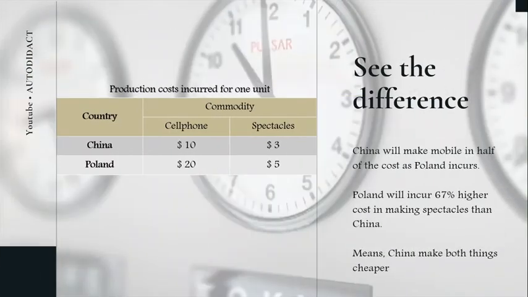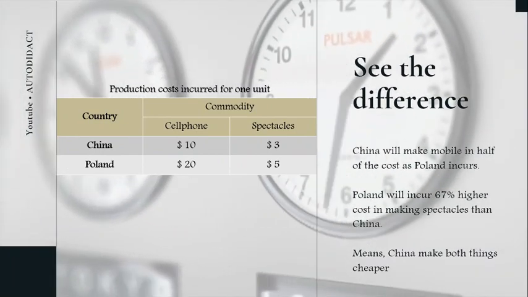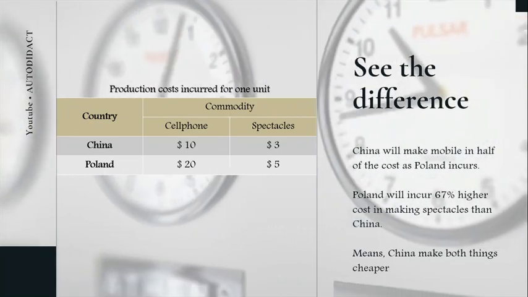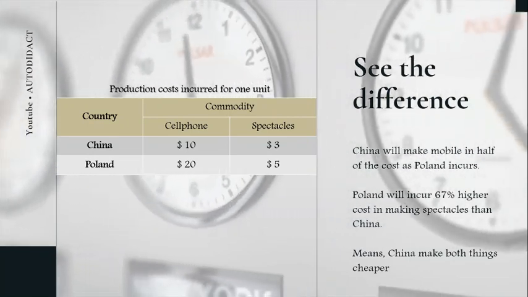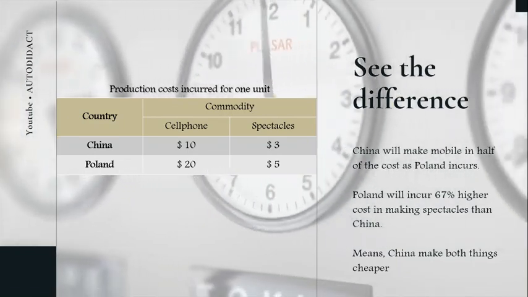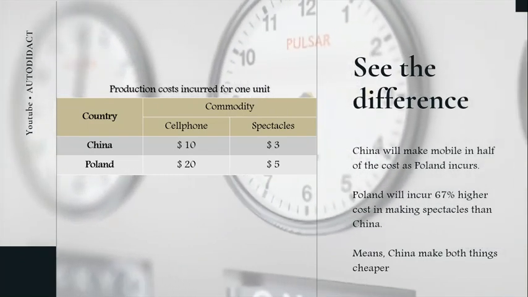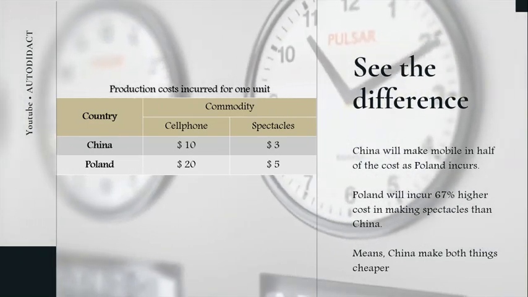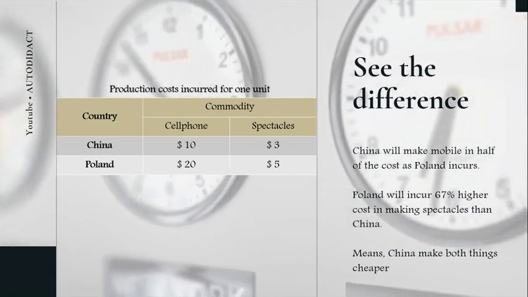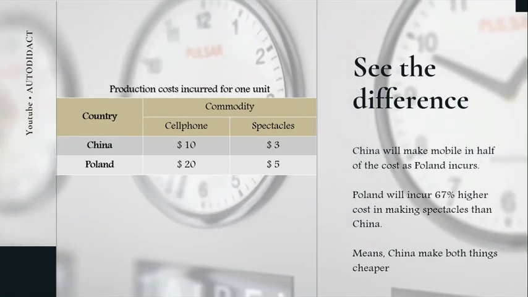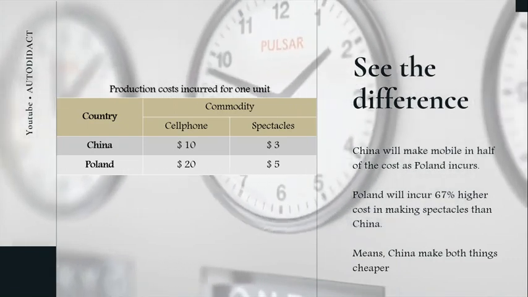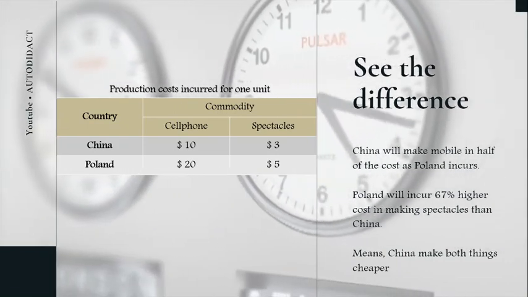My fellow friends, tell me one thing, what if China and Poland trade cell phones and televisions? What should Poland produce? Answer would be nothing, because China makes both at less cost. In this illustration, China will make mobile phones at half the cost Poland incurs. For Poland, the cost of making spectacles is 67% higher than China. Means China makes both things cheaper. Then, how will trade take place, when only one country is having absolute advantage in both productions?